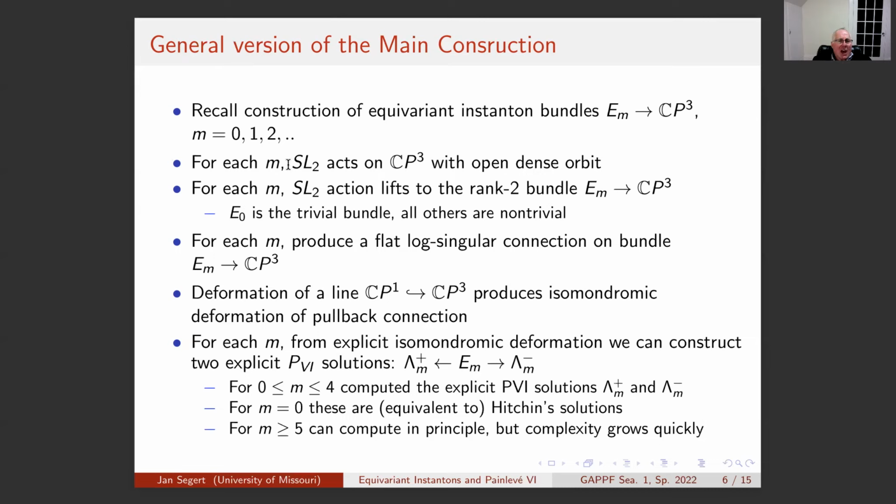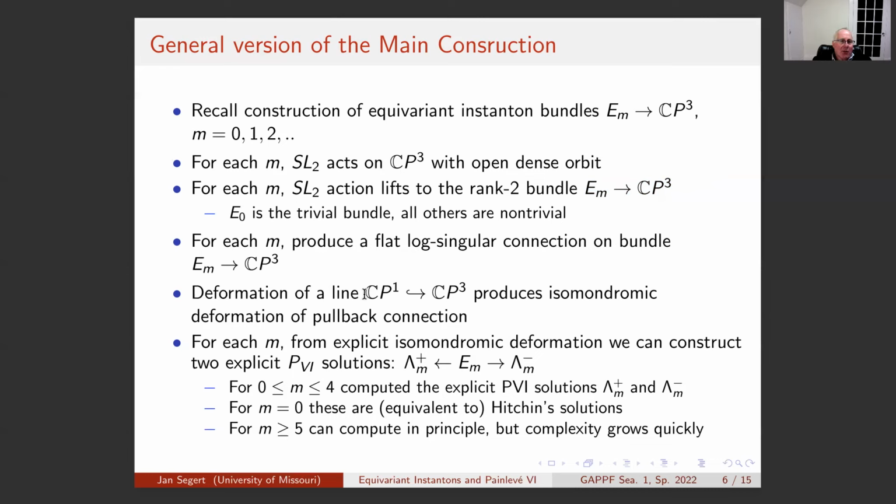So for each M, the SL2 acts the same way on P3 with open dense orbit, but for each M, you can lift it to a rank 2 bundle E_M, which is non-trivial except for the M equals 0 case, which Hitchin did. And for each M, you can follow Hitchin's construction and still produce a flat log singular connection on this bundle. And basically you do that by looking at the monad, seeing how the Lie algebra acts on the monad, inverting that. It's technically kind of a pain, but conceptually not that difficult.